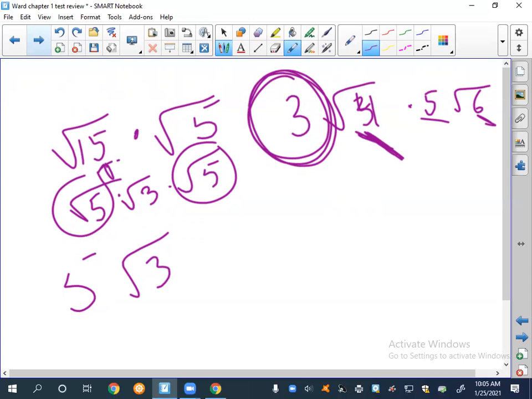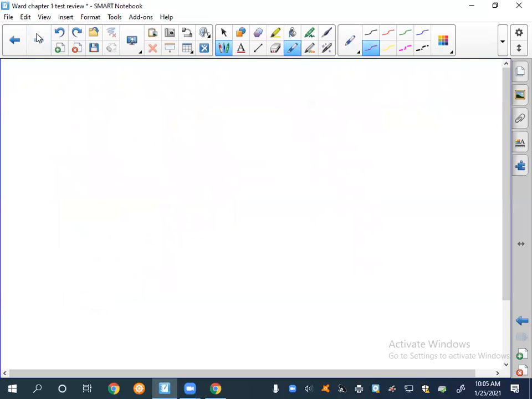All right. That's rule 2. Rule 3, the easiest one, most easiest of all, is an addition problem. 3 square roots of 5 plus 4 square roots of 5.